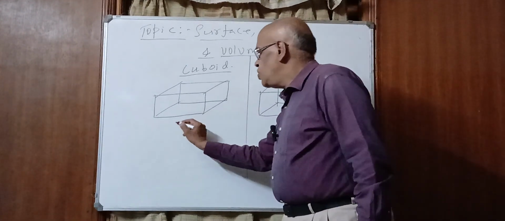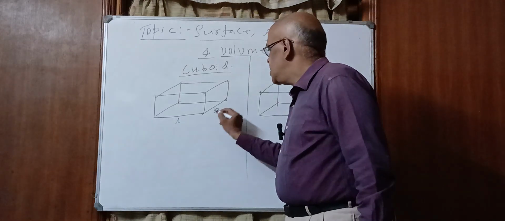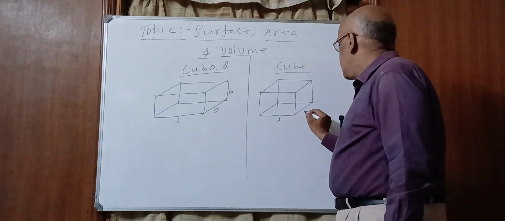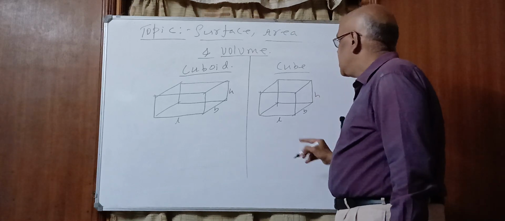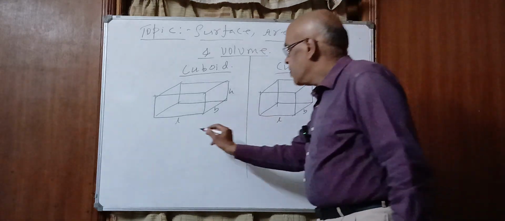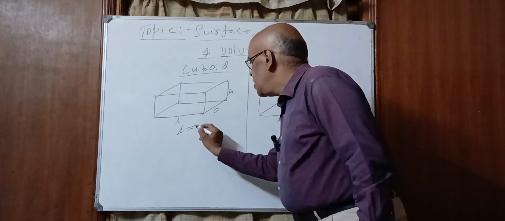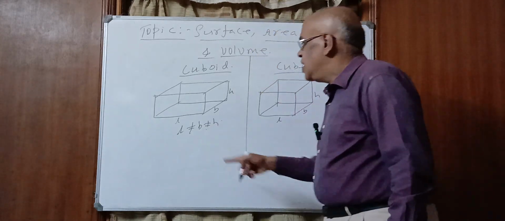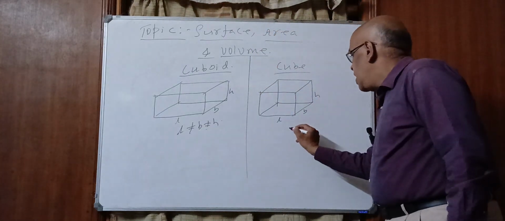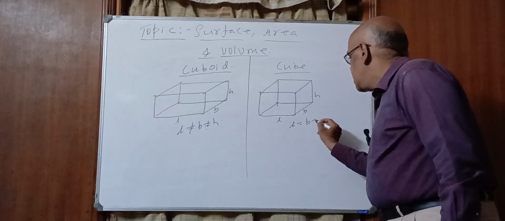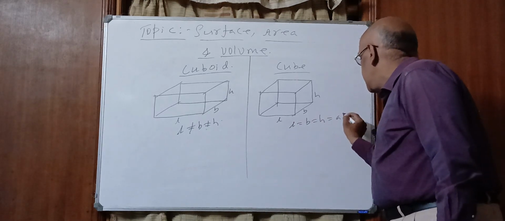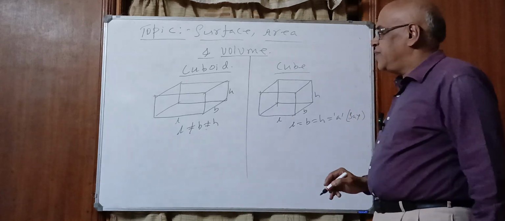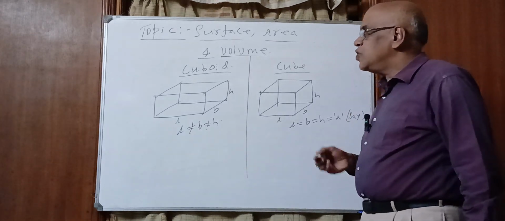See, you know this. This is length. This is breadth. This is height. This is a cube. Here, length is not equal to breadth, not equal to height. All three are unequal. Here, length is equal to breadth is equal to height. Let us call it A. Understood?